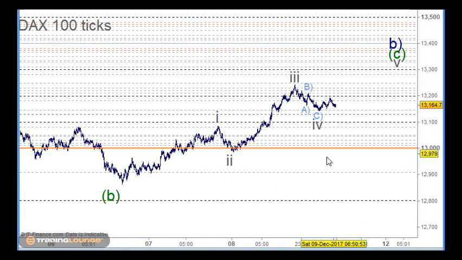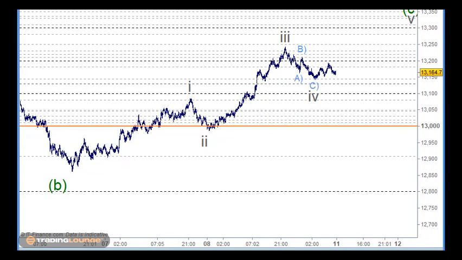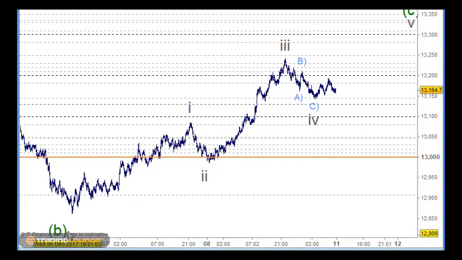So in this case here, we're looking at all of this as wave 1 and 2 here, the third wave here, looking at this as an A and a B and a C for the fourth wave here, which is rather simple.